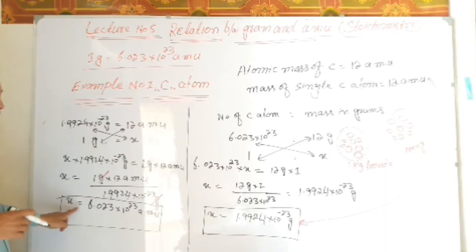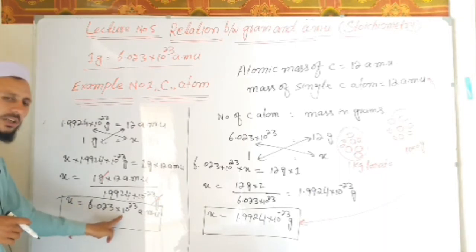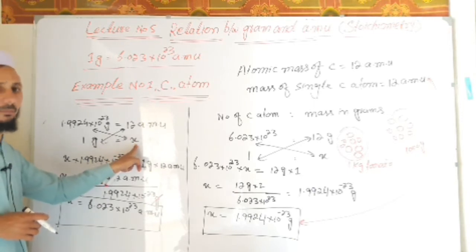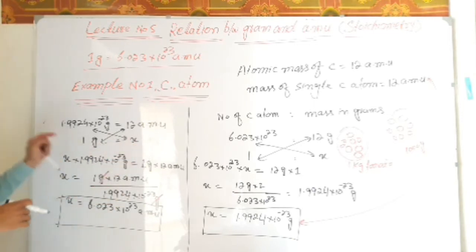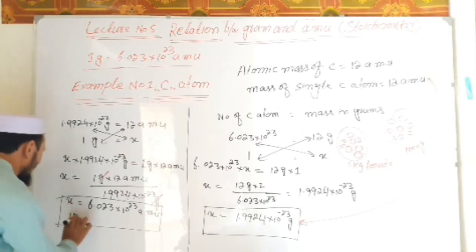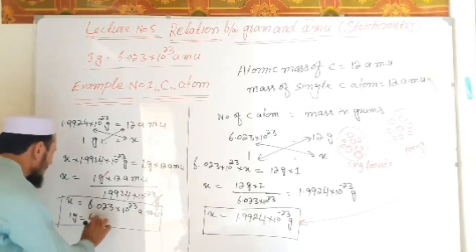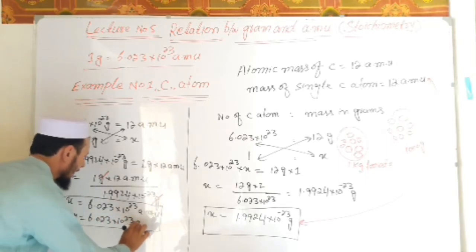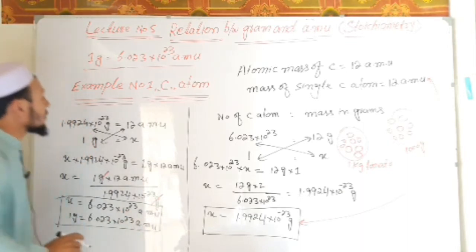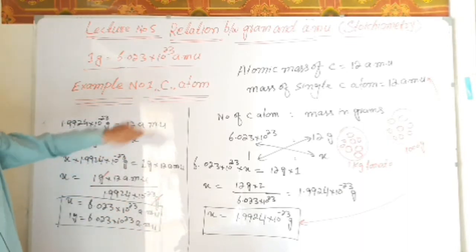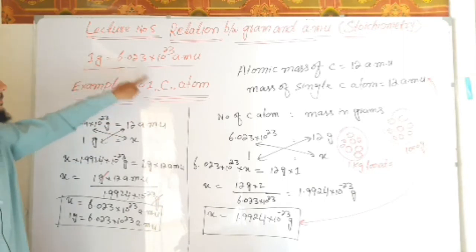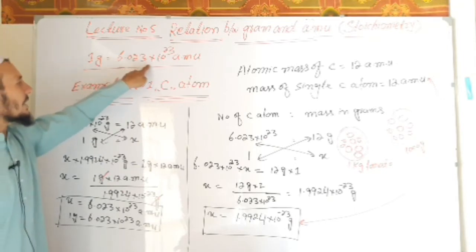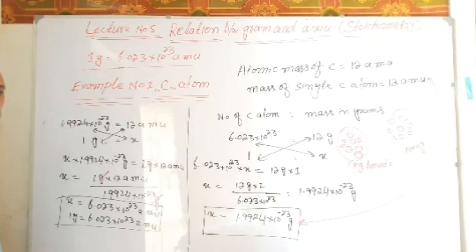So dear students, we have calculated x, and x has taken this value. And what is x? X is the number of a.m.u's in 1 gram. Therefore, we can say that 1 gram is equal to 6.023 multiplied by 10 raised to the power of 23 a.m.u. So dear students, we have derived this relationship with the example of carbon atom.